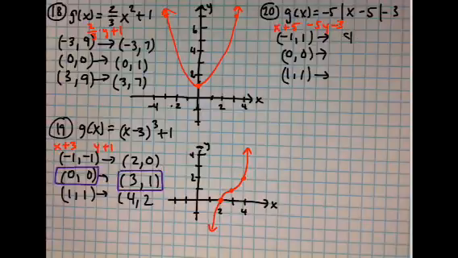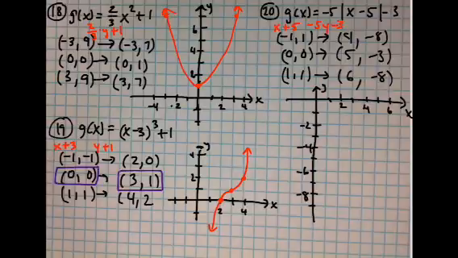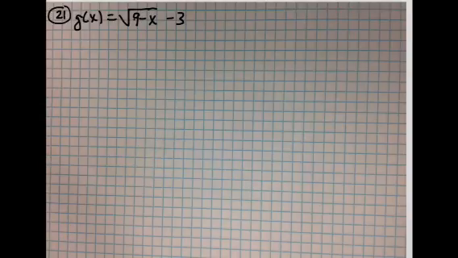So 5 minus 1, 4. Negative 5 minus 3, negative 8. And then 5, negative 3. And then 5 plus 1, 6. And then negative 8 right there. Okay, so let's plot the points. So 4, negative 8. 5, negative 3. And 6, negative 8. So it's a really skinny V shape. So remember, this is not a curve, it's a V shape.